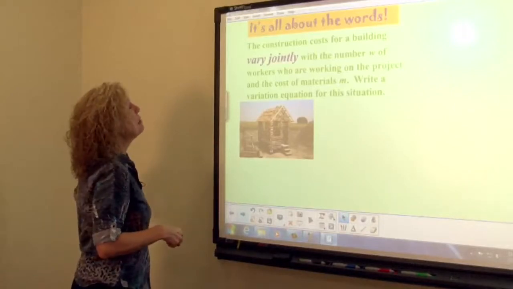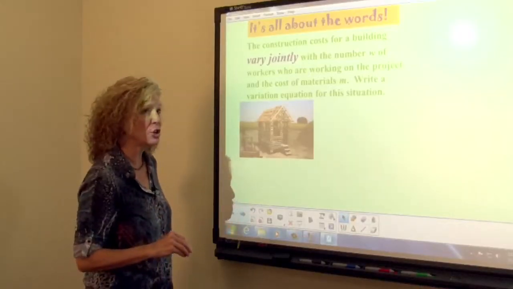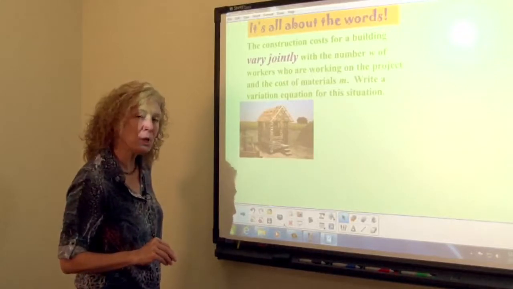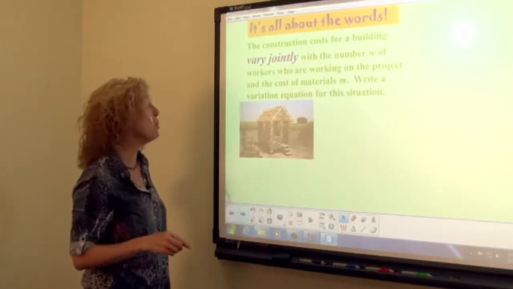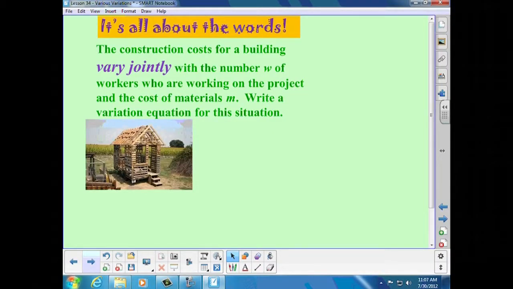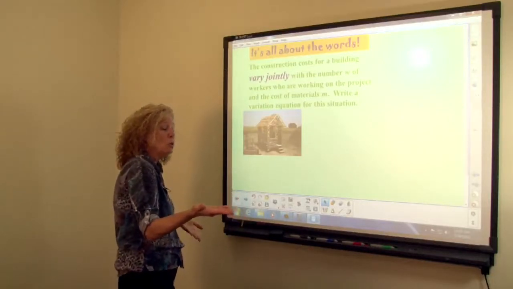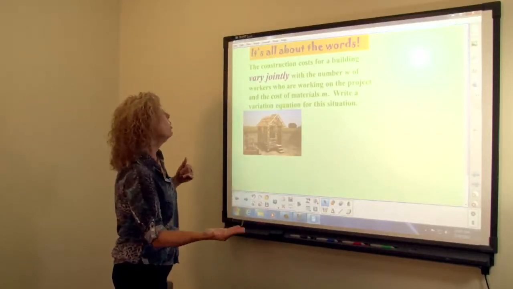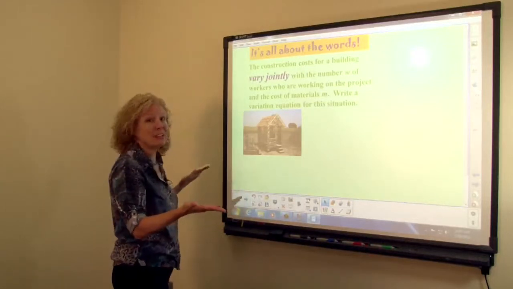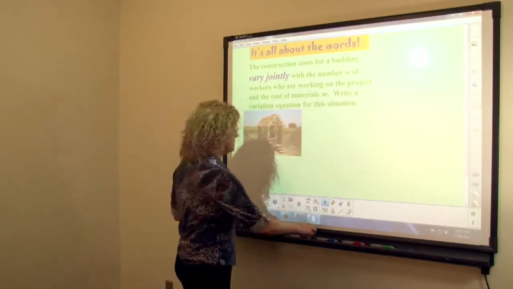Now, in this case, we're seeing this idea varies jointly. Construction costs for a building. Now, in all honesty, I apologize for those of you that are construction majors because I don't think this is how I would do it, but it can be a little bit of an example of a joint variation. The construction costs vary jointly with the number of workers and the cost of the materials. Now, that makes sense. The higher the materials cost you, the more the overall project is going to cost you. The more workers you have to hire, the higher. So this is a direct variation, but with two variables.